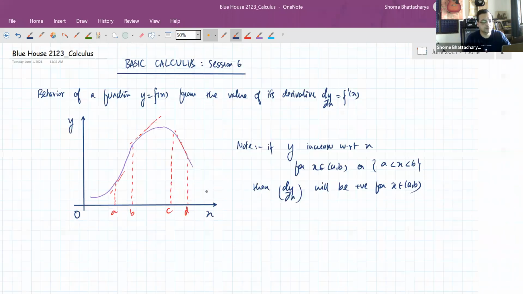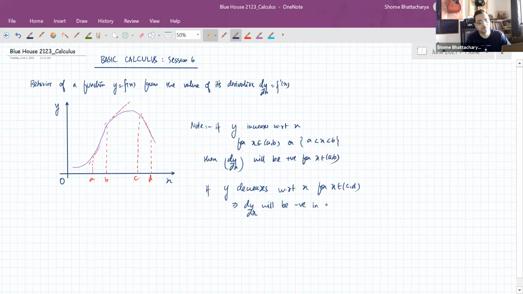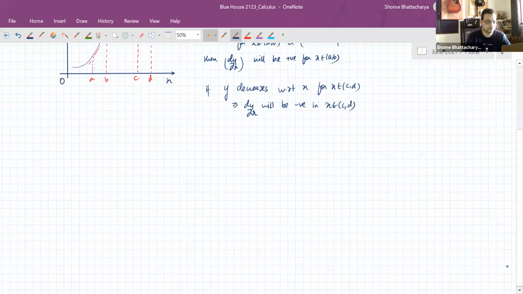So if y decreases with respect to x for a certain interval, let's say c to d, then dy by dx will be negative in that particular interval. So let's illustrate this with a simple example.